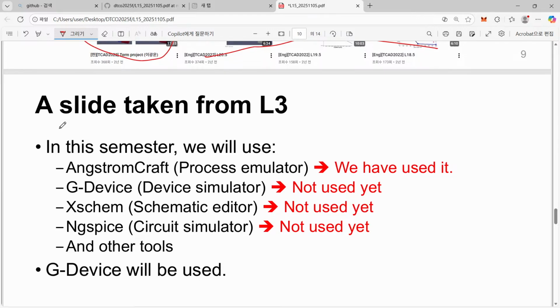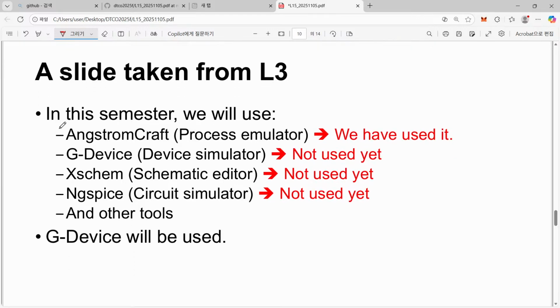Okay, this slide is taken from our lecture 3. My original plan was to introduce these tools and make use of a combination of them, but unfortunately, or in some sense fortunately, we have spent quite a lot of time only on Ångström-Craft up to now. We have had a really detailed discussion about the fabrication procedure of representative FinFET technology, and we have used it so far, and not yet done.